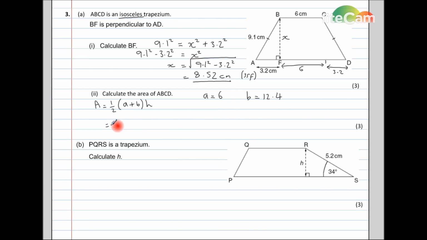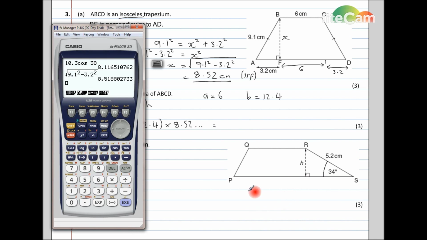So we're going to do half of 6 plus 12.4 multiplied by, well, it's approximately 8.52. I'm going to put dot dot dot because I'm going to use the number in my calculator.